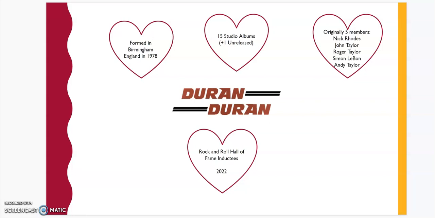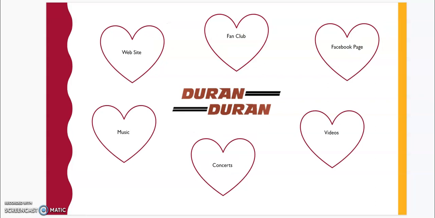So let's explore some of the affinity spaces that I can think of. As I was figuring out the idea of affinity spaces, I actually looked at the term affinity. It's something you really like, something you enjoy. So I thought, I could do one on Duran Duran. So what do they have? They have a website, a fan club, Facebook page, videos, concerts, music. All of those are places where fans can get together. They can find out what's happening. They can communicate.